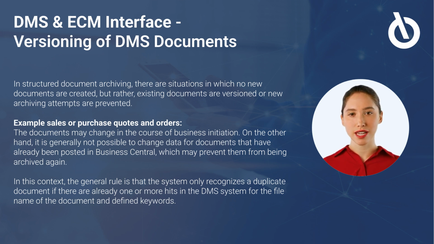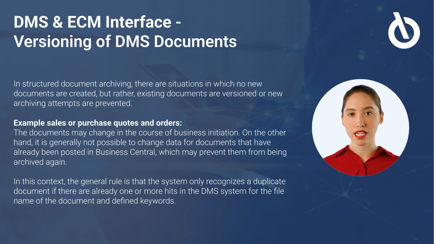Versioning of DMS documents. In the area of structured document archiving, there are always situations in which no new documents are created, but existing documents are versioned or new archiving attempts are to be prevented. For example, in the case of sales or purchase quotes and orders, the documents may change in the course of business initiation. On the other hand, it is generally not possible to change data for documents that have already been posted in Business Central, which may prevent them from being archived again.